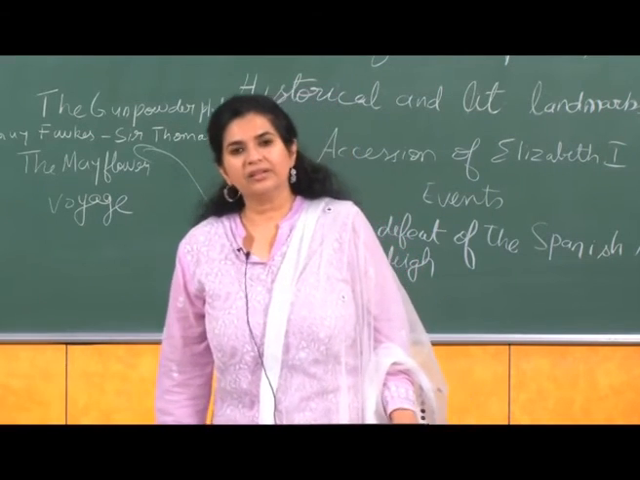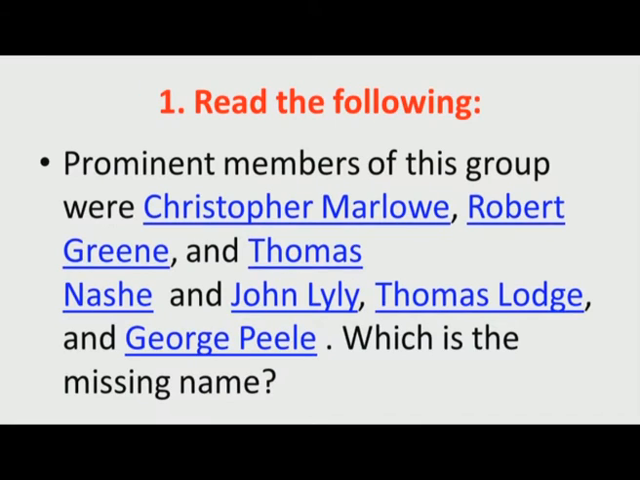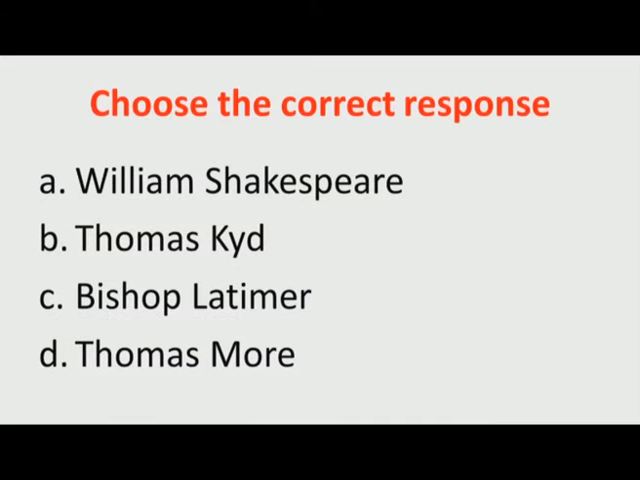Please look at the slide here. Prominent members of this group were Christopher Marlowe, Robert Greene, Thomas Nashe, John Lyly, Thomas Lodge and George Peele. Which is the missing name? What are we talking about, and which is the missing name with this particular group? Here are your choices. Who is missing? A. William Shakespeare, B. Thomas Kyd, C. Bishop Latimer, D. Thomas More.